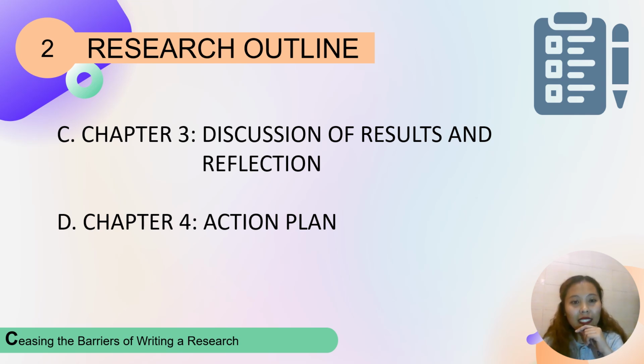Okay, so again, let me do a short recap. We have 4 chapters in action research. Chapter 1 is the introduction, wherein we have 3 parts: the context and rationale, the research question, and the intervention, innovation, and strategy. The second chapter is the research methodology, which includes the design, the participants, the data gathering method, the data analysis, and the ethical considerations. Chapter 3 is the discussion of results and reflection. And finally, chapter 4, the action plan.